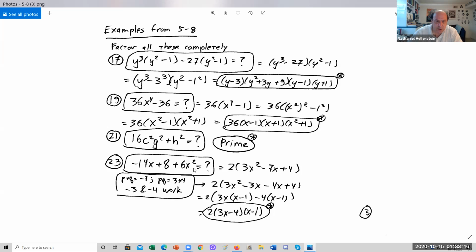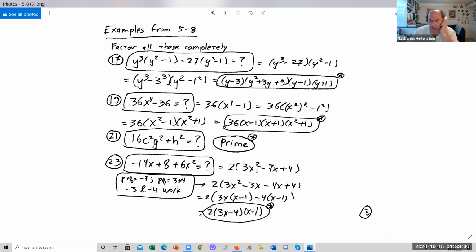Now this one is written out of order. Minus 14x plus 8 plus 6x squared. So we rewrite it with the 6x squared in front. And 6, 14, and 8 have a common factor of 2, so let's pull that out. And we're left with 2 times 3x squared minus 7x plus 4. That's if you divide each of these by 2.